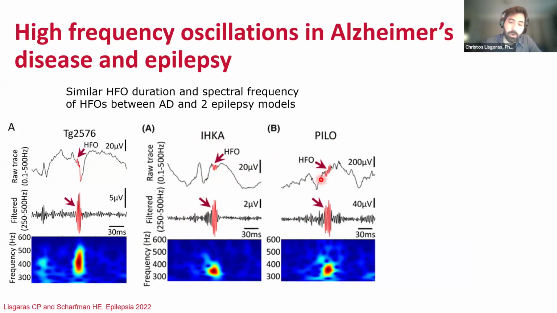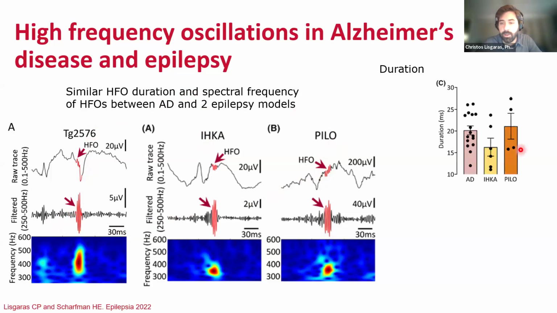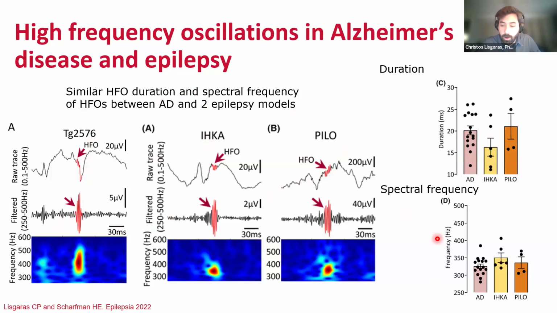And we did a simple comparison by comparing the duration of HFOs in Alzheimer's mice and mice with epilepsy. And we couldn't find a difference in their duration. So how long those events lasted was very similar between Alzheimer's disease and epilepsy. And also their spectral frequency was very similar. As you can see here, the events are around the same spectral frequency.